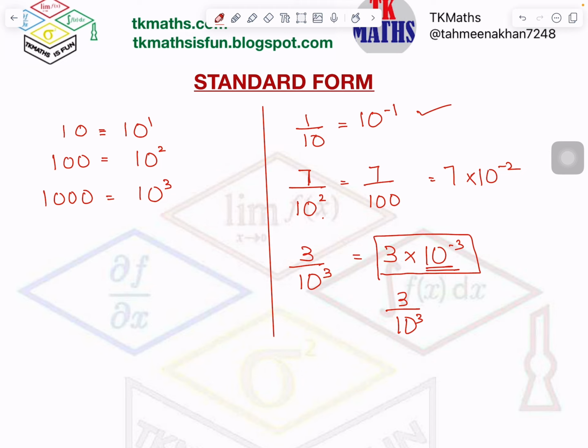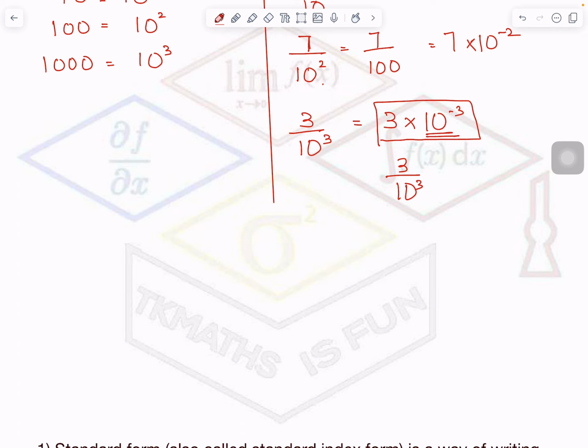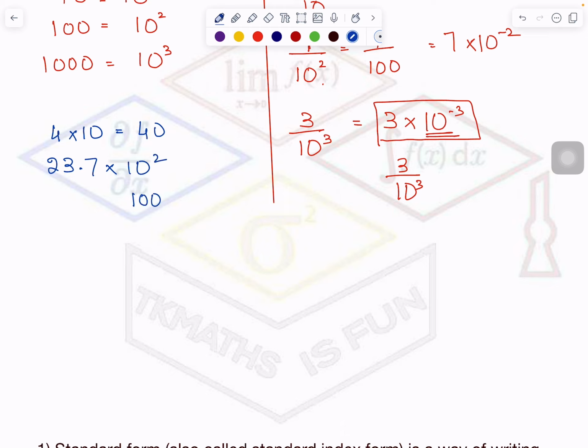Now, the second thing, which you have done in previous classes, previous years. Let me change the color. For example, I take 4 multiplied by 10. It will be 40. If I take 23.7 multiplied by 10 power 2, now 10 power 2 we know is equal to 100. So when you multiply this number by 100, it will be 2370. Right?